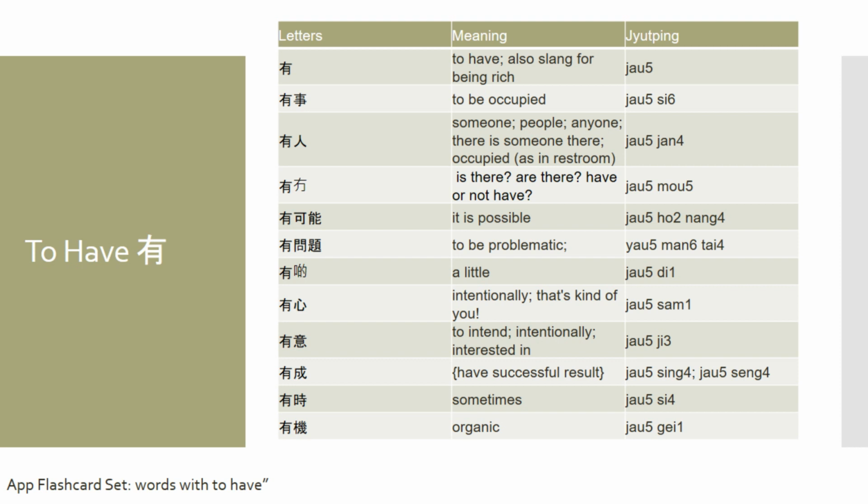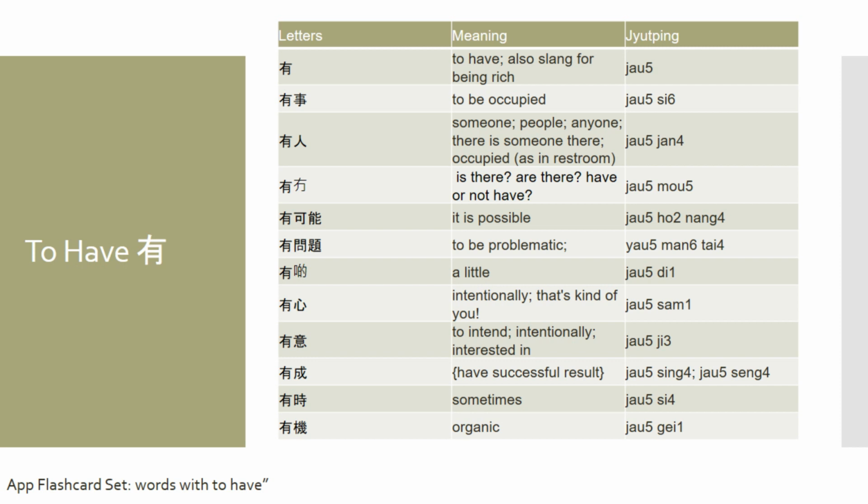Now, if I want to say a little in Cantonese, then I could say 有啲,有啲. Now, if I want to say intentionally or that's kind of you in Cantonese, then I could say 有心,有心. So, for example, in a funeral, if you were to give the family members of the person who passed away a gift or money, then in return they would say 有心,有心, back to you.